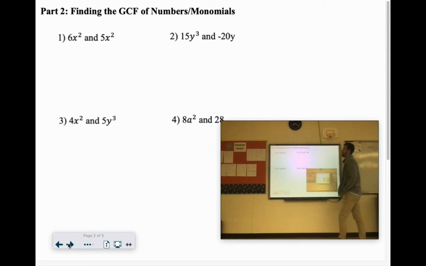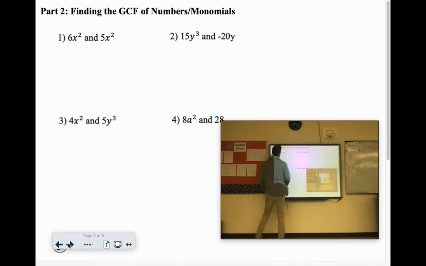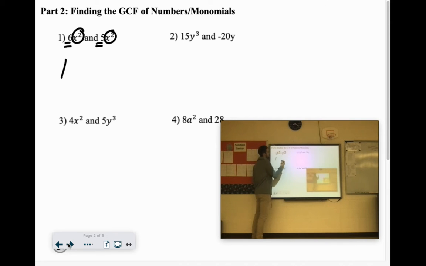Find the greatest common factor of the numbers slash monomials. So looking at 6x squared and 5x squared, I always say look at the regular numbers first. 6 and 5, what's the largest thing that goes into 6 and 5? Just 1. That's the only thing they have in common. Now look at the x squareds. They both have x squared, so that's a factor. So we'd say 1x squared, but we'd clean that up and just say x squared.